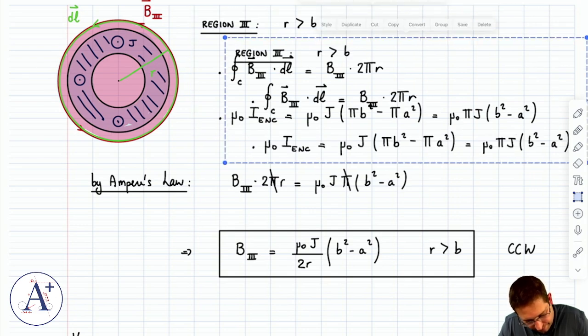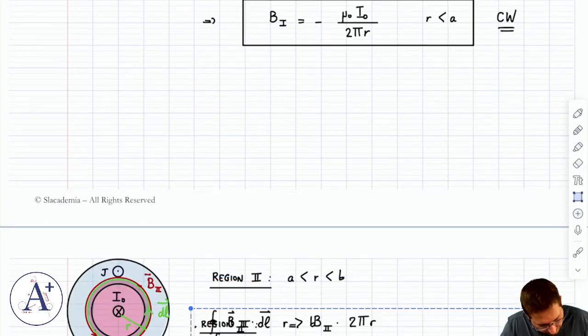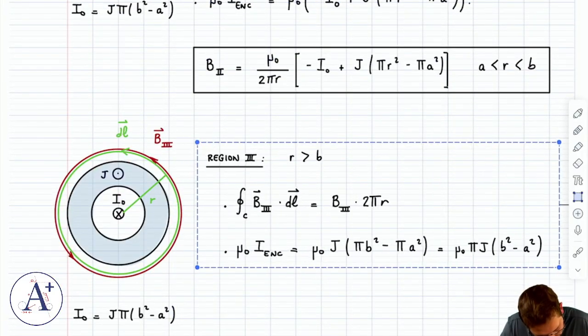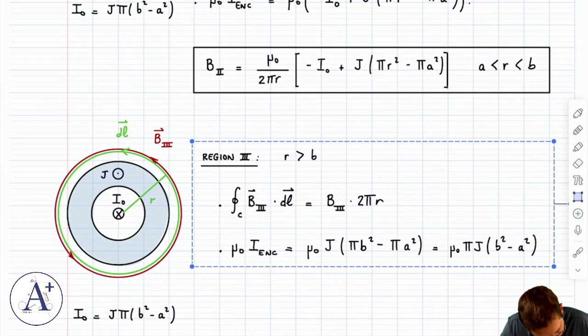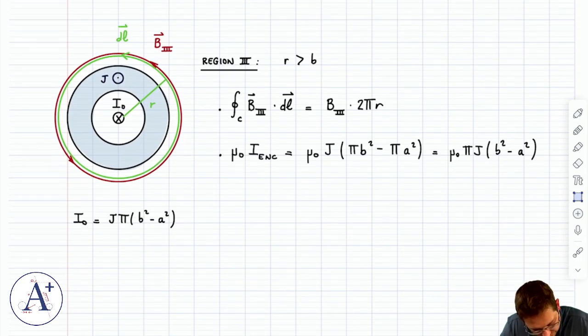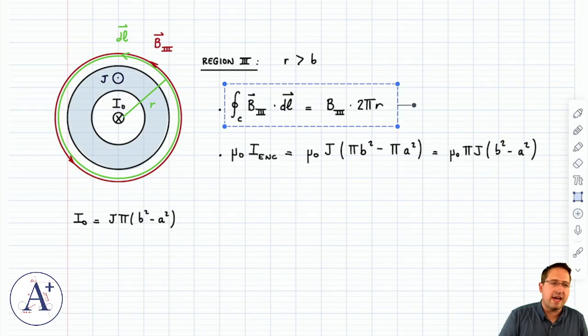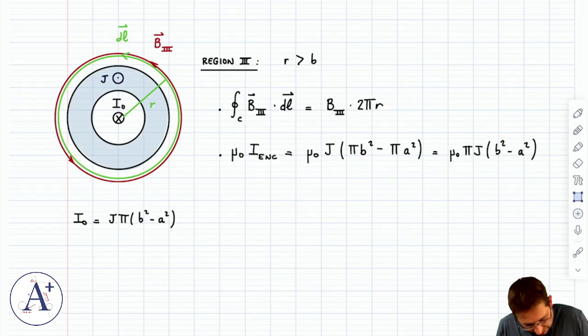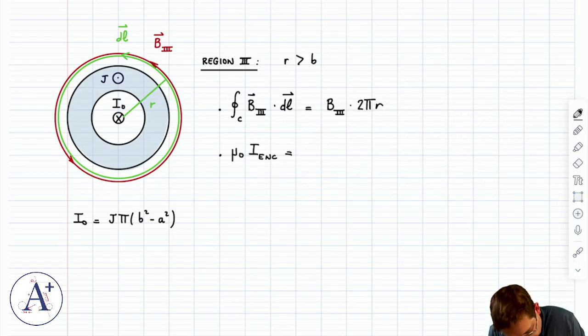All right, bring that down here. And then let's see what changes, okay? So region 3, well, the integral doesn't change at this point. I think we know that. But, of course, I in circle changes. Okay, so what is I in circle?